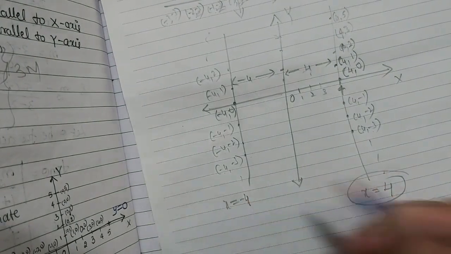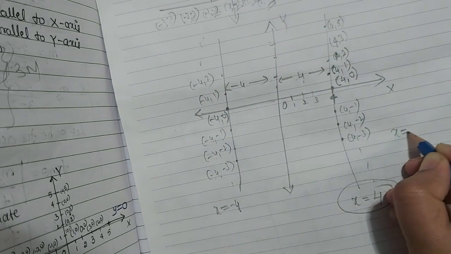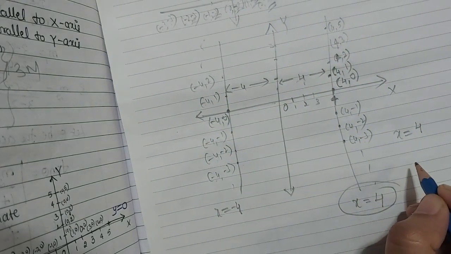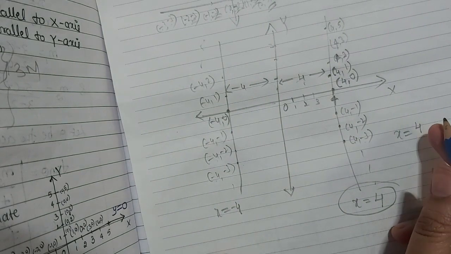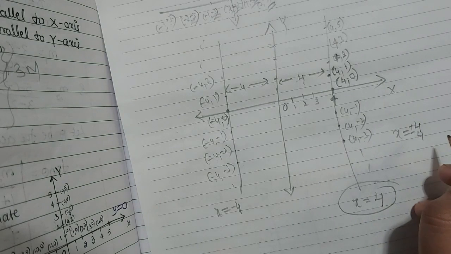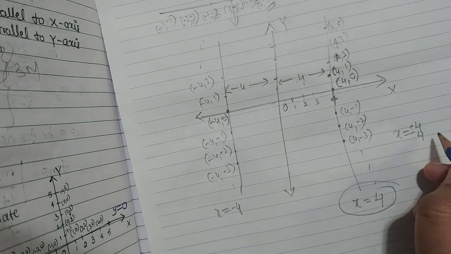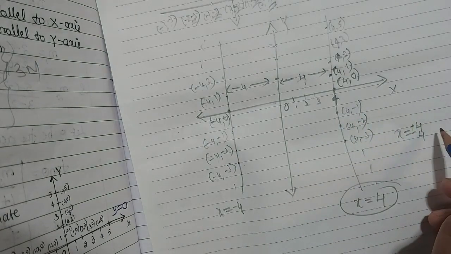That represents the equation of a line parallel to the y-axis. Therefore x is equal to +4 is a line on the right side, which is parallel to the y-axis. x equal to -4 means it is a line parallel to the y-axis, on the left side of it.